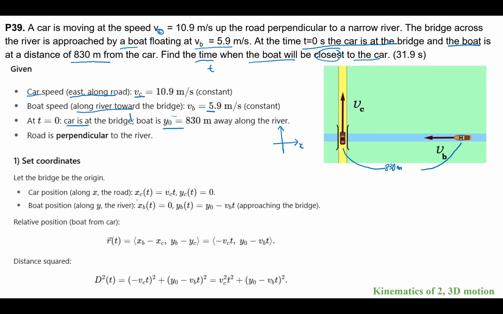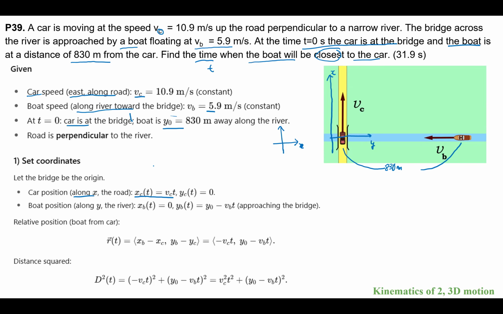So in this problem, let's set this one as the x direction, and then let's assume this is the y direction. And then the car position is along the x, so x_c is given by v_c t.